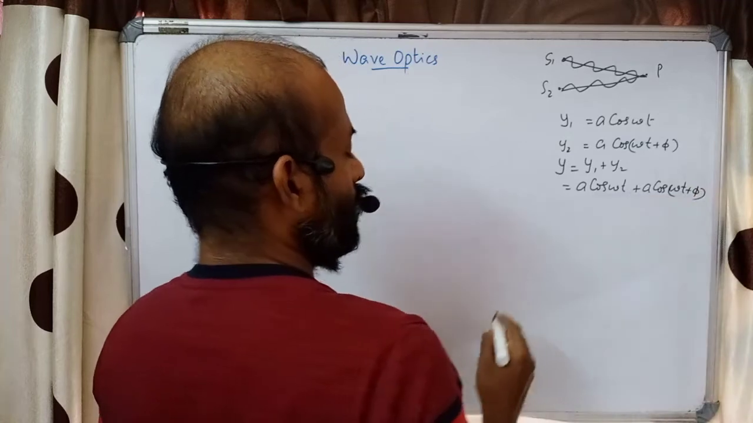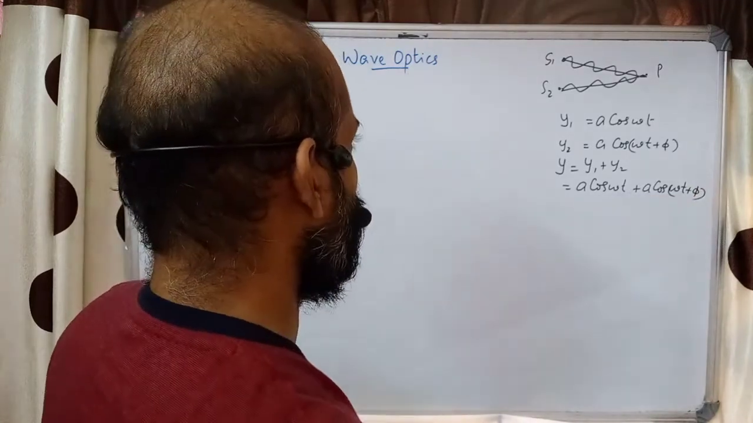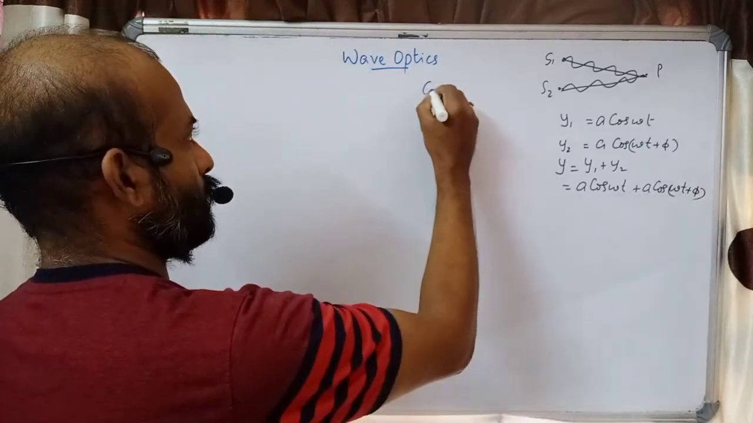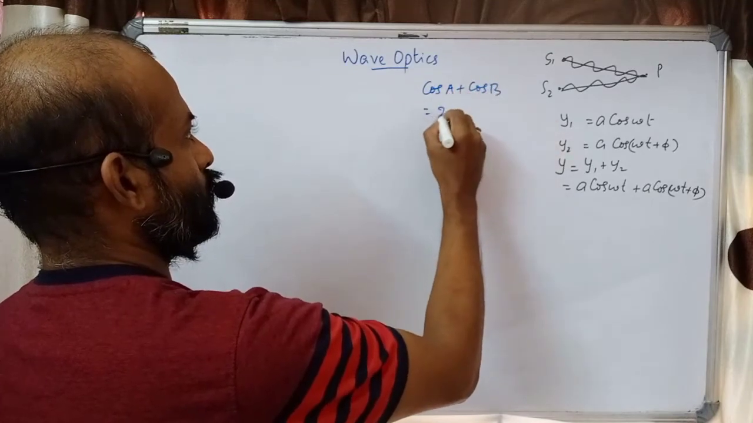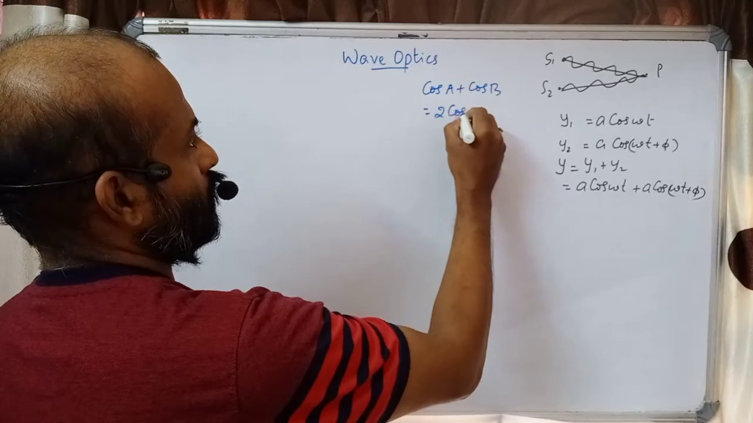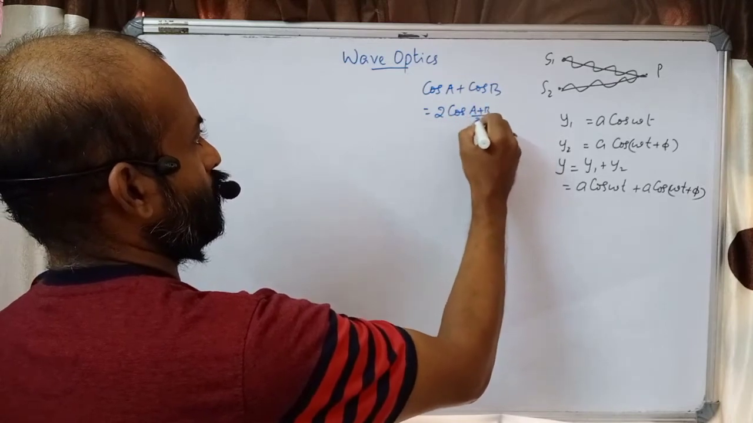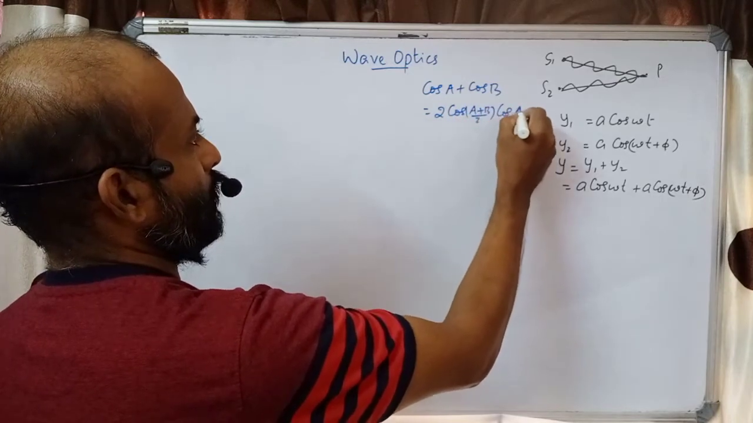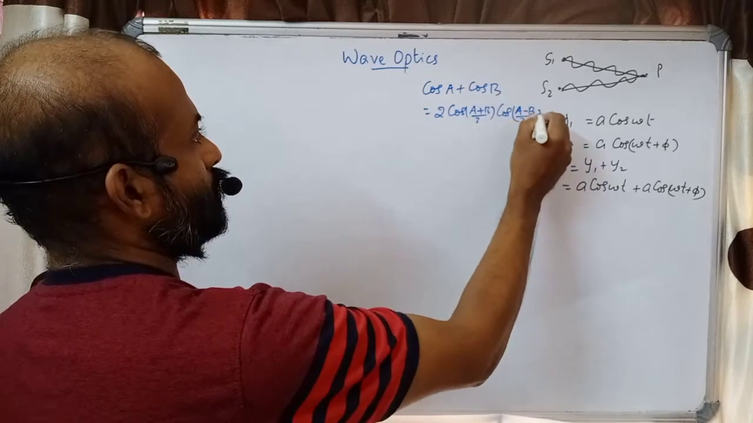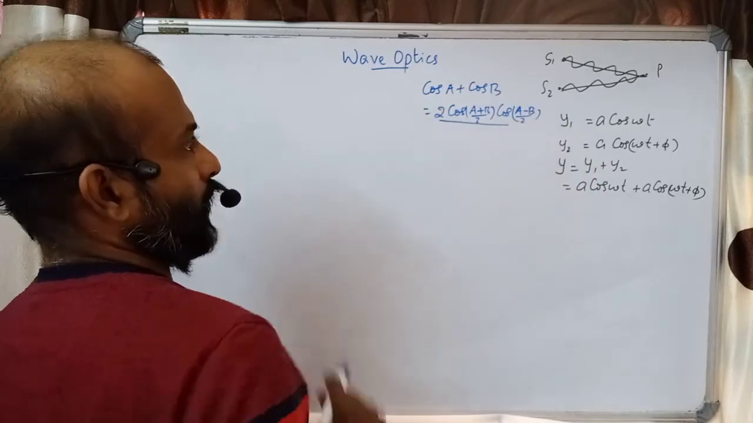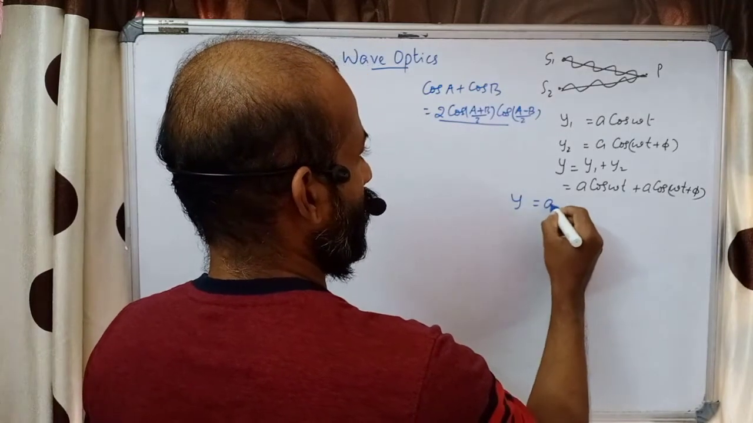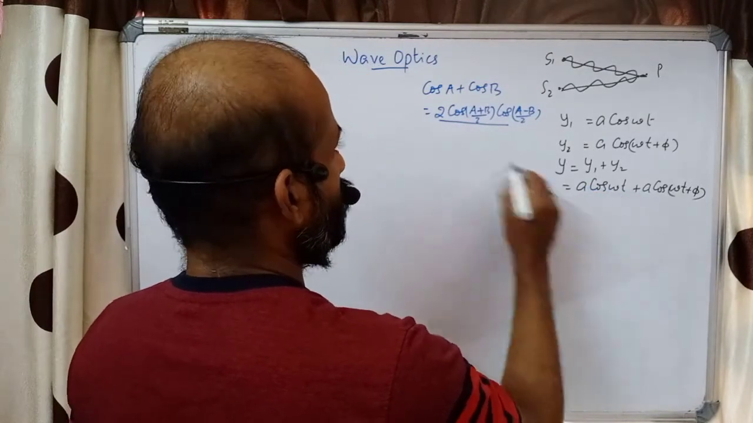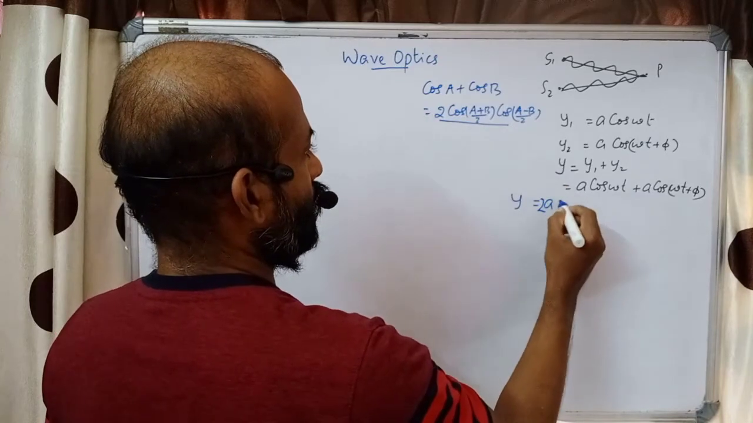these two. Now in trigonometry, you have learned the identity that cos A plus cos B is equal to 2 cos ((A plus B) by 2) cos ((A minus B) by 2). This is a famous identity in maths. Okay, we need to apply this here. So what is y? y is equal to A, A is taken common. Then 2 also there.